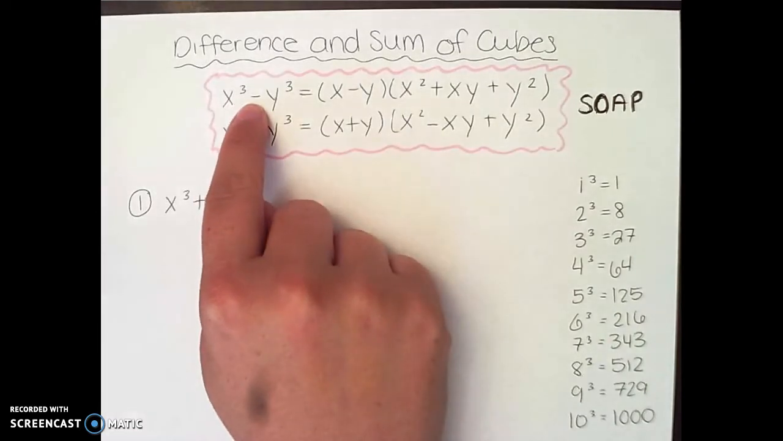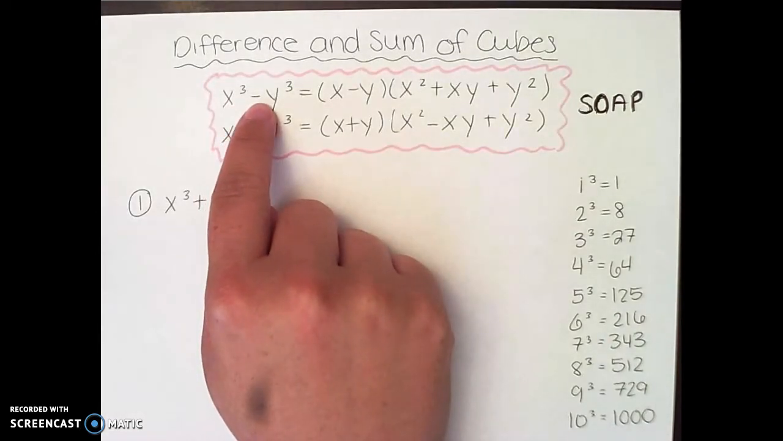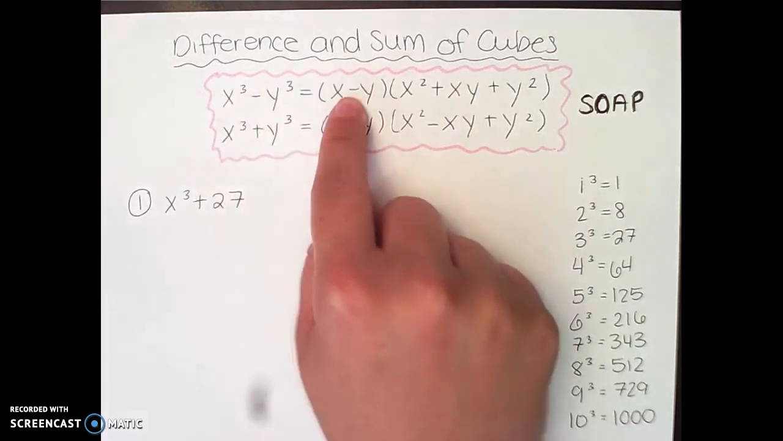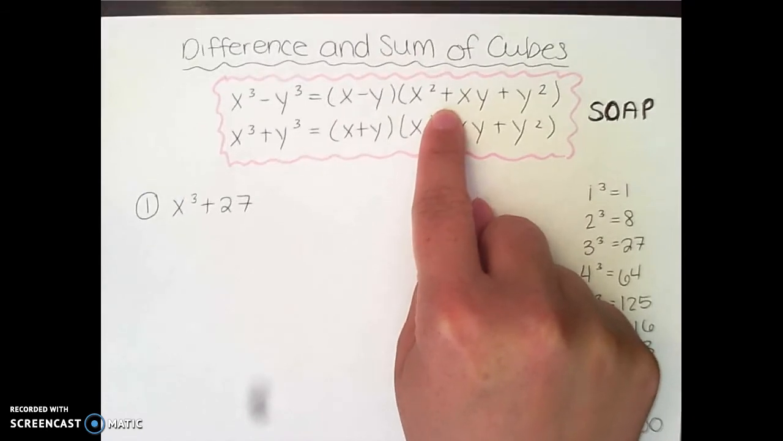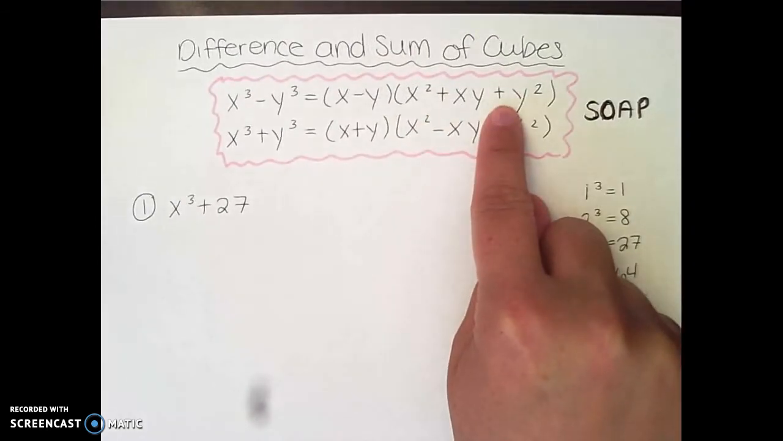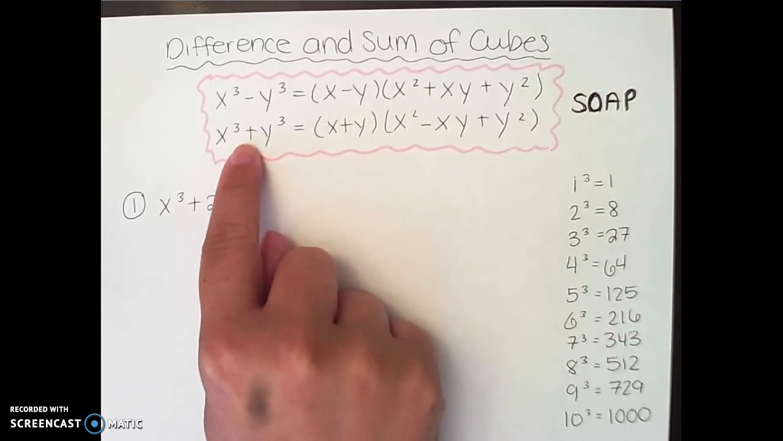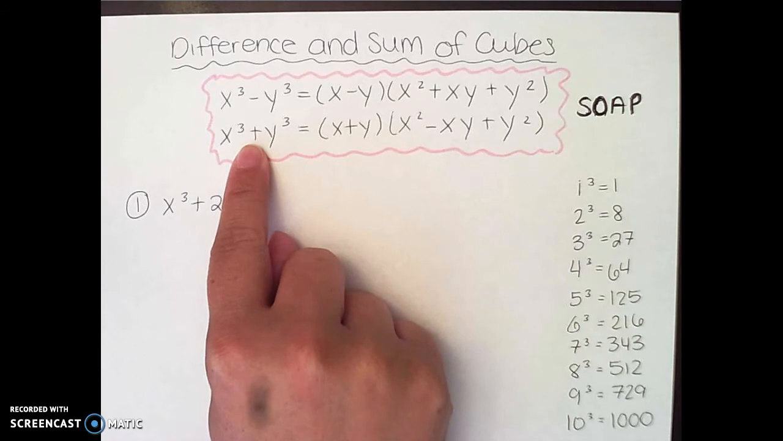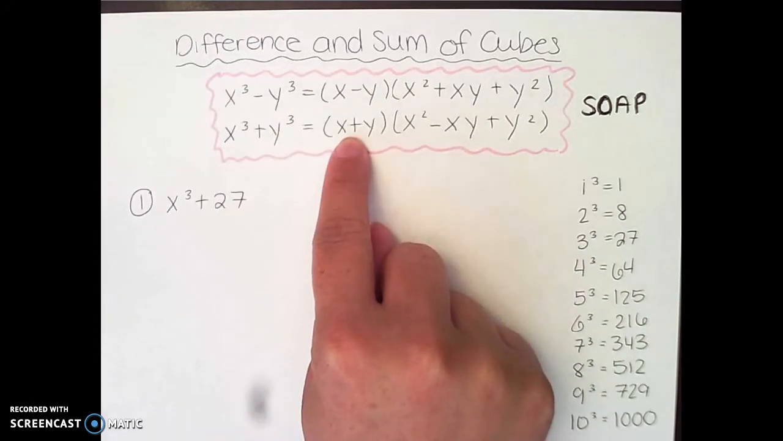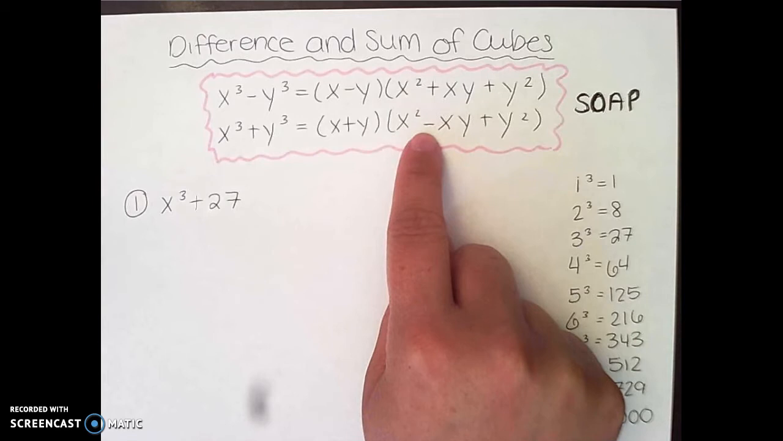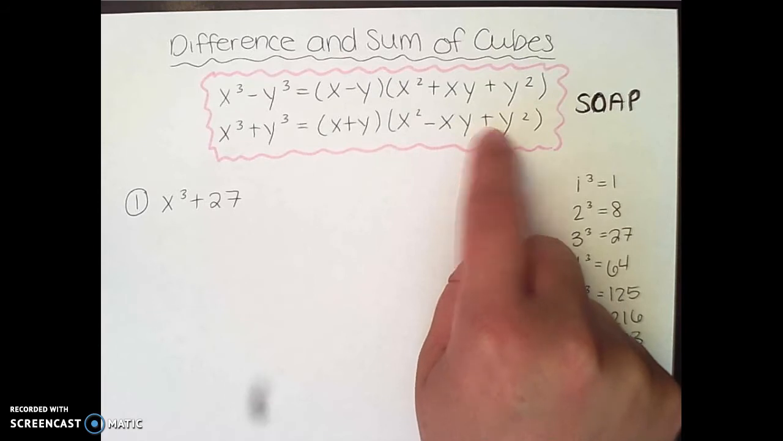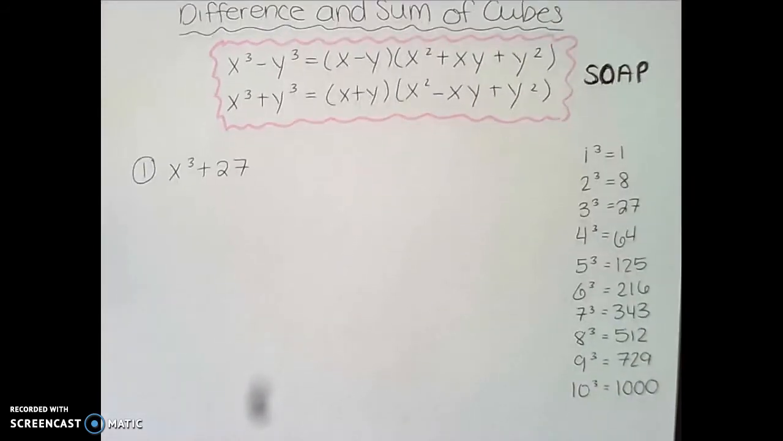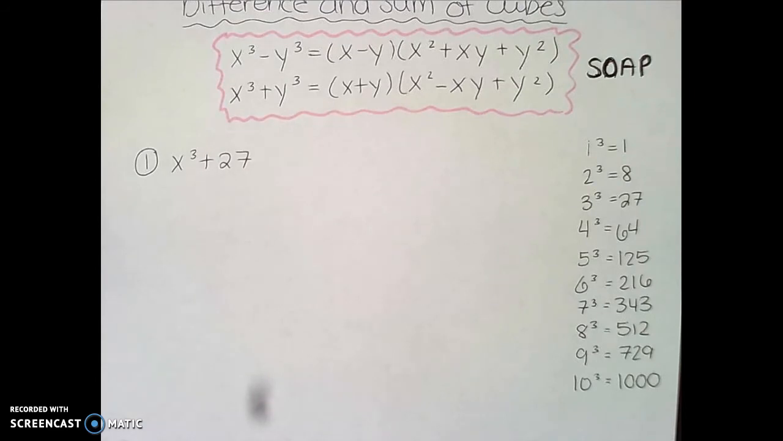So if we take the sign that we're starting with, like this is a difference of cubes, so it's negative, the first sign is the same, also negative. The second sign is the opposite, so positive, and then the last sign is always positive. Same thing here. If I have the sum of cubes, the first sign is going to be the same, also positive. The second sign will be the opposite, so negative, and then the last sign will be, again, always positive.